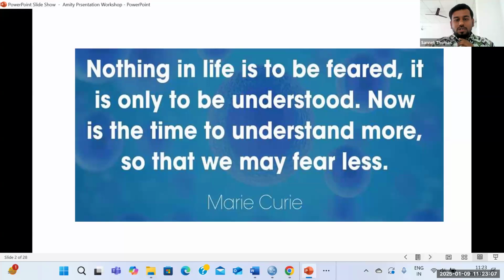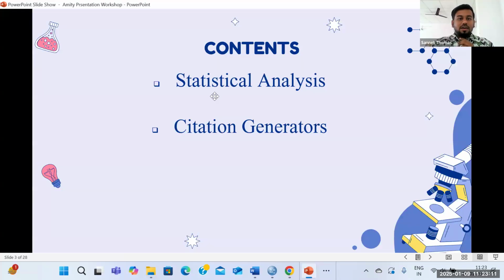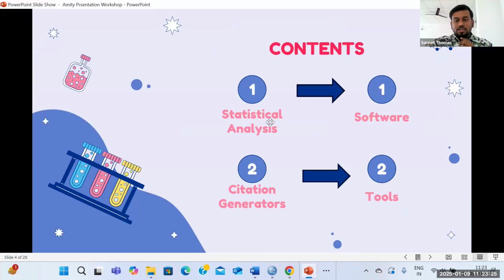So, first of all, if you look into the content of this topic, there are two parts which I have included in this presentation. One is statistical analysis. Especially, we will talk about the software. And the second one is citation generators. And there we will talk about the tools.